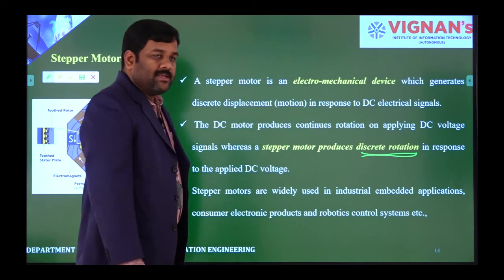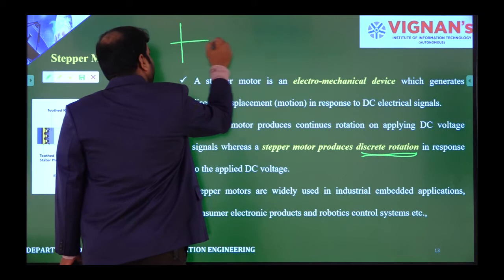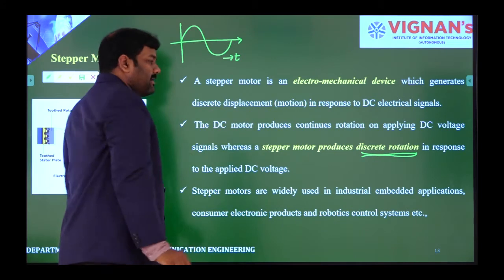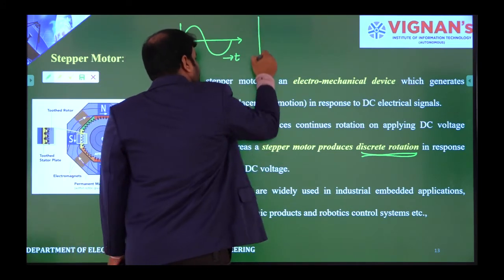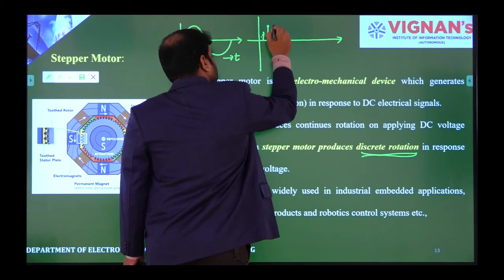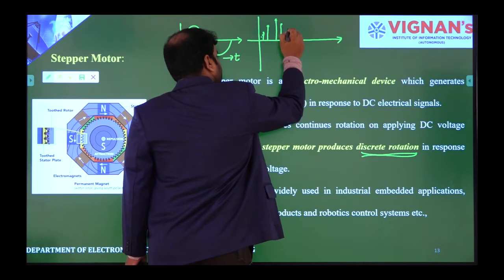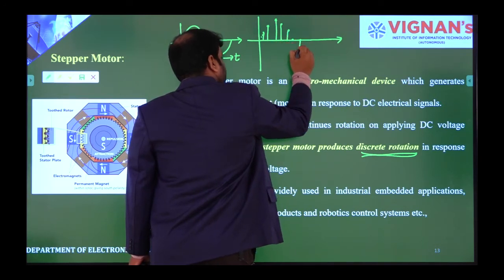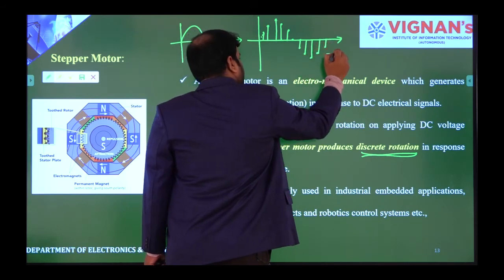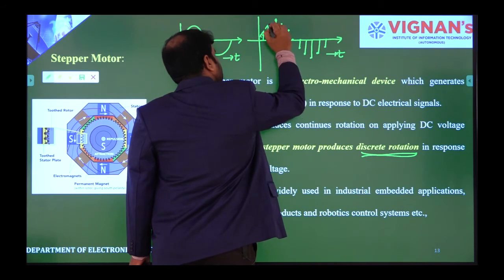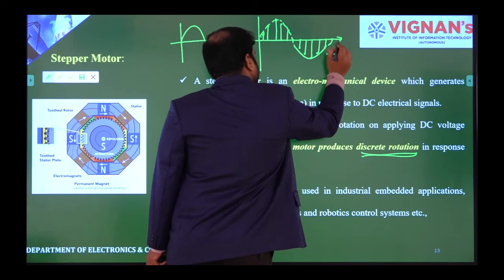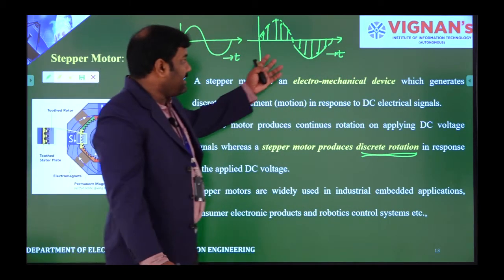And the second one is it produces discrete rotation. Discrete rotation means, if it is a continuous signal, we call it a continuous signal, a sinusoidal signal. For the same continuous signal, if I would like to draw a discrete signal, it will come like this. It is just under the shape of the sinusoidal signal, which is available here in the continuous domain, but here it is the discrete domain.